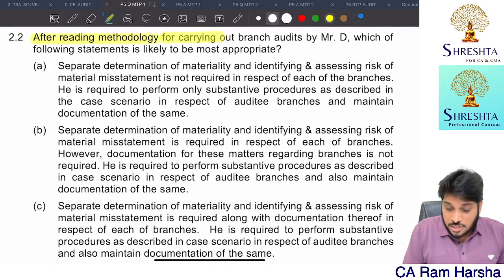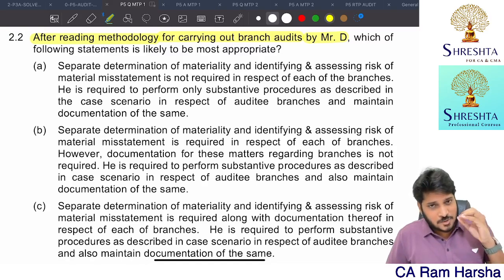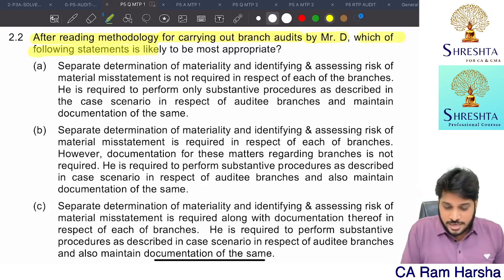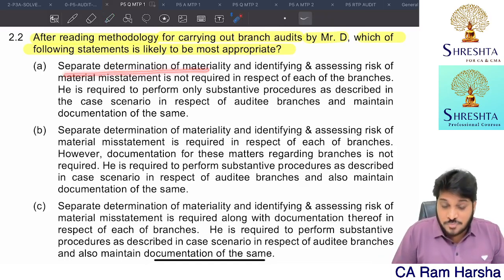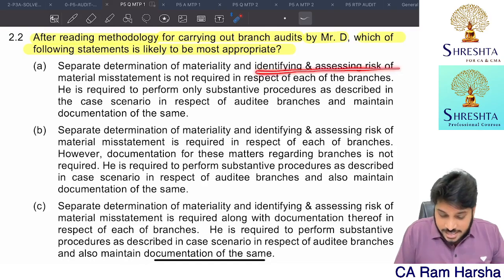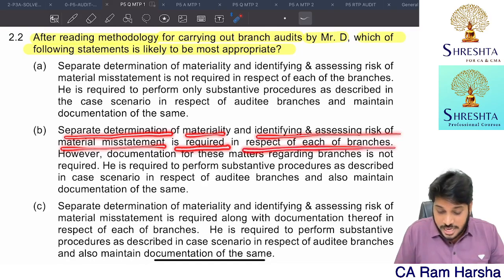After reading the methodology for carrying out branch audit by Mr. D, like what he did, materiality he didn't calculate, risk assessment he didn't perform. Which of the following statements is likely to be the most appropriate? Separate determination of materiality and identifying and assessing risk of MMS is not required. Wrong. Separate determination of materiality and identifying and assessing risk of MMS is required in respect of each branch.